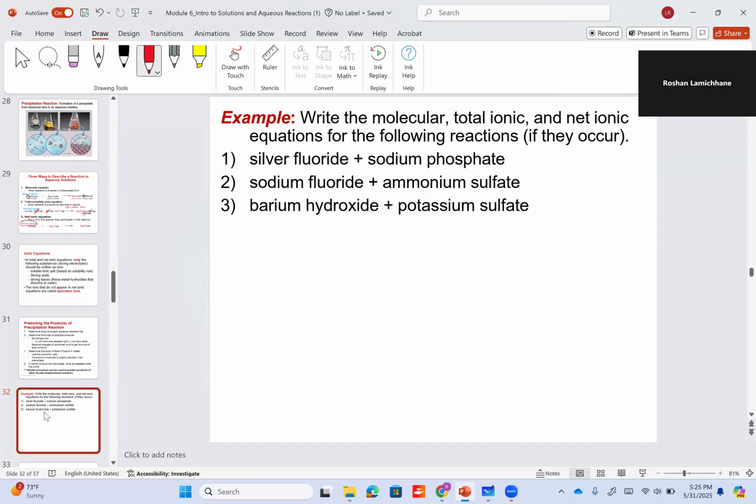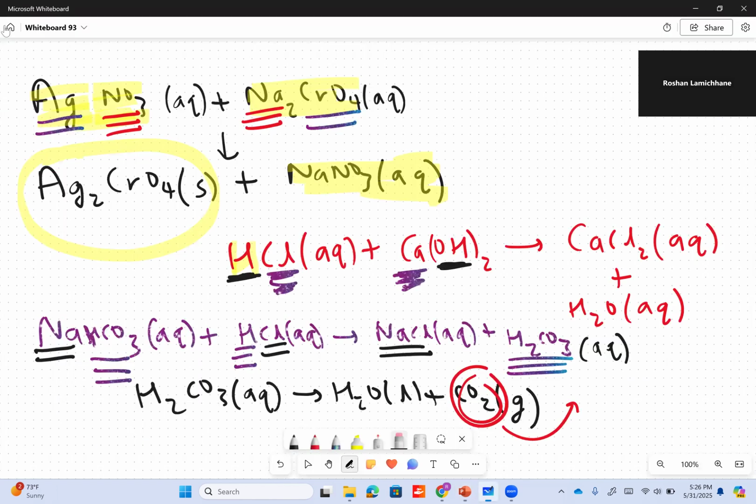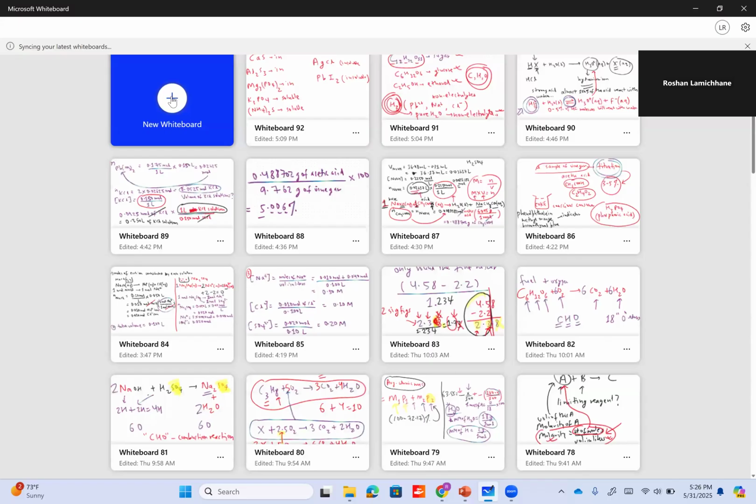The question is going to look something like this: write the molecular, total ionic, and net ionic equation for the following reaction if they occur. If they do not occur, you just write down no reaction occurs. If you're taking C125, this is going to be very important for your C125 midterm as well. Let's start with the first example, silver fluoride plus sodium phosphate.